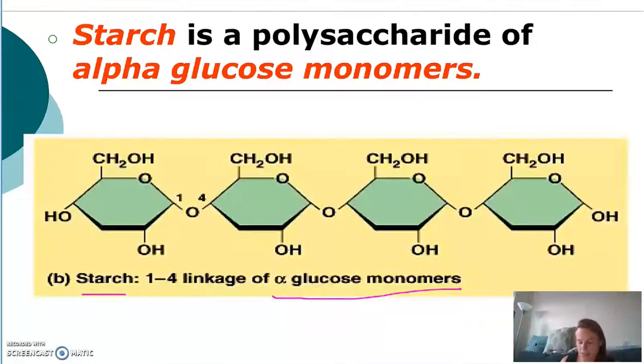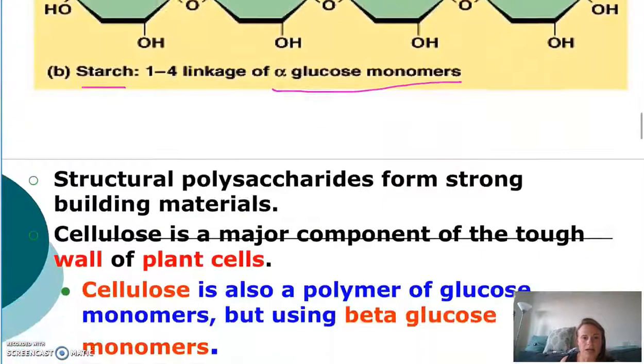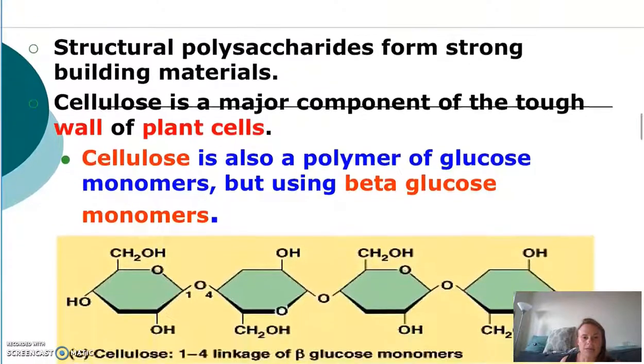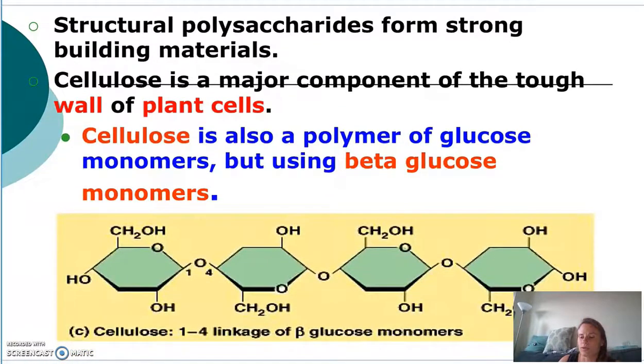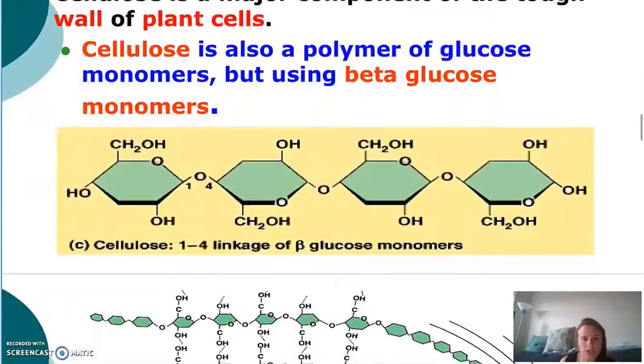Now let's discuss the second type of polysaccharide that can be found in plants. It's known as cellulose, and cellulose is found in the walls of plant cells, so they give those cell walls structure and support. Cellulose is also a polymer of glucose monomers, but cellulose, unlike starch, is going to use beta glucose monomers.